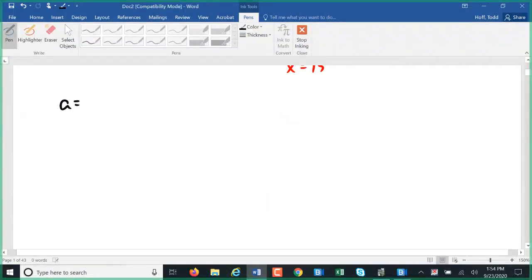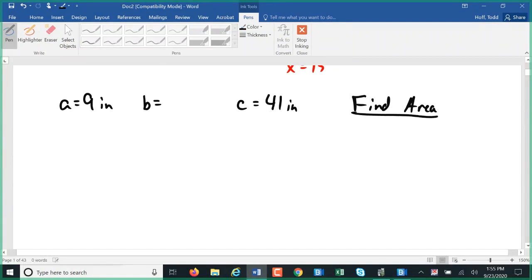So if I tell you that I have a triangle where side A is 9 inches and side C is 41 inches, and I ask you to find the area. We do not know side B. To find the area, we would use the two legs, sides A and B. So I have to find side B.